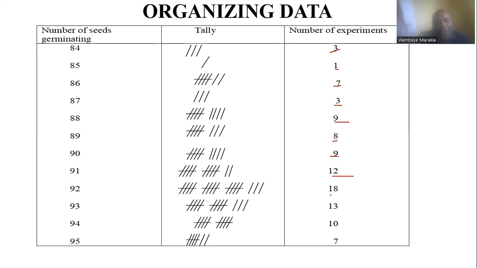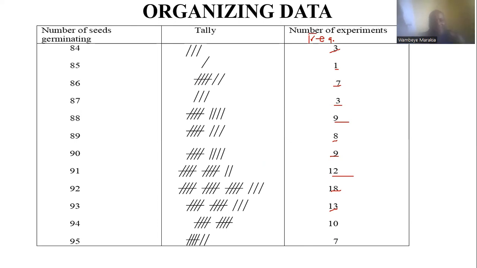92 is appearing 18 times. We have 93 is appearing 13 times. 94 is appearing 10 times, and 95 is appearing 7 times. So this is what we call the frequency: the number of times an item is appearing in a given data.